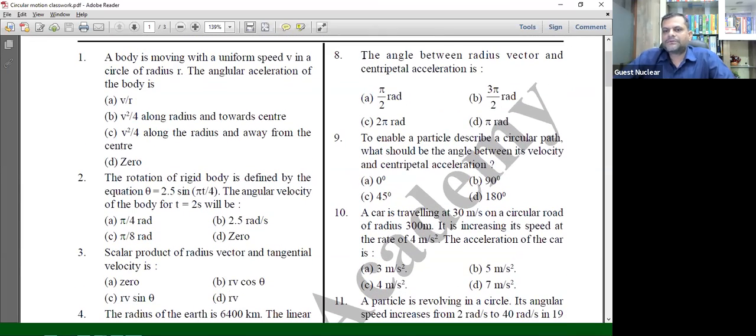Yes, then the eighth question, the angle between radius vector and centripetal acceleration is 180 degree, matlab pi radian. See why? Because radius vector is going to be along the radius away from the center, but centripetal acceleration is directed along the radius towards the center. So both of them are just opposite to each other, and that's why the angle between them is going to be pi radian. Ninth one, to enable the particle describe a circular path, what should be the angle between its velocity and centripetal acceleration? Velocity is tangential and centripetal acceleration is along the radial. So there should be an angle of 90 degree between that.